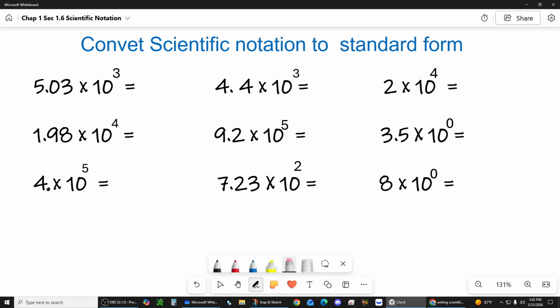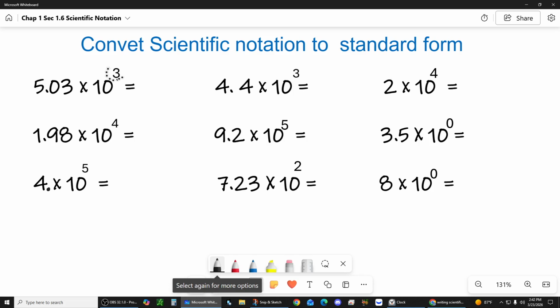Convert scientific notation to standard form. To convert these numbers to standard form, they are already in scientific notation. To convert this to standard form, it means I have to rewrite it back into its original form. And that's what we call standard form.